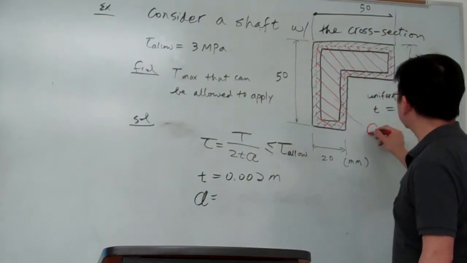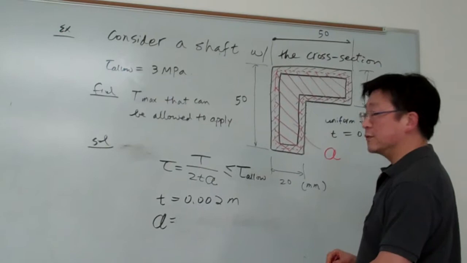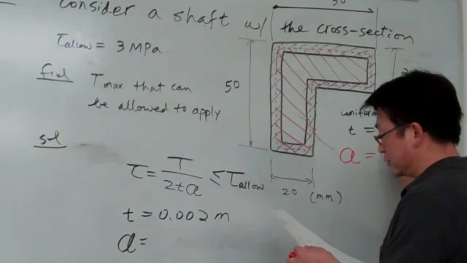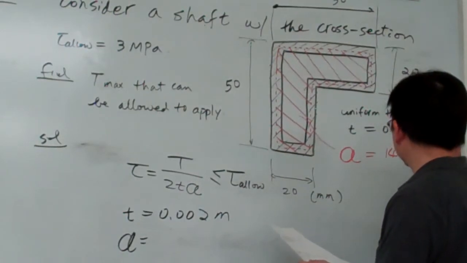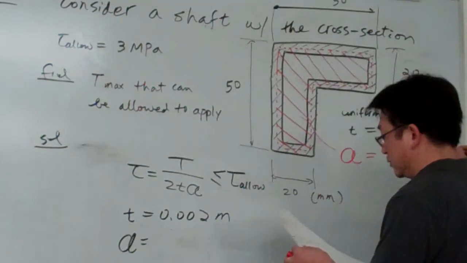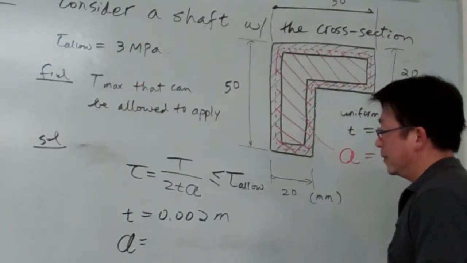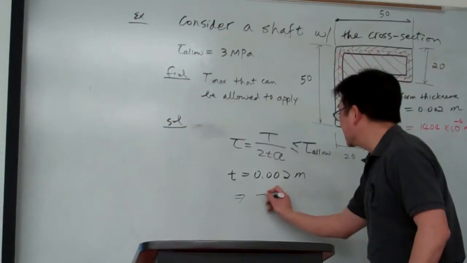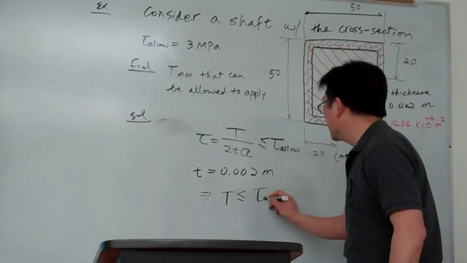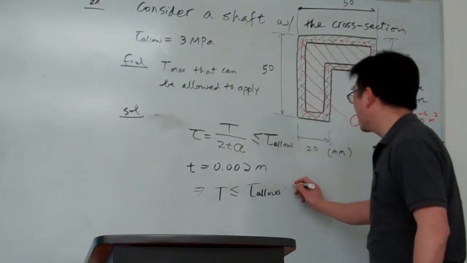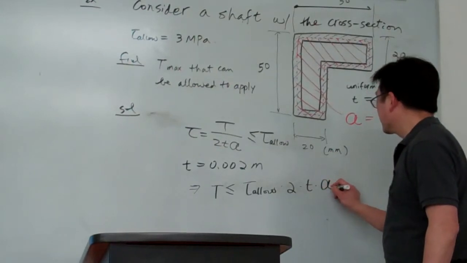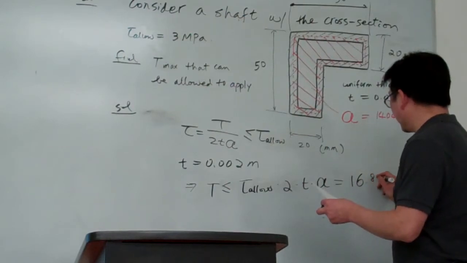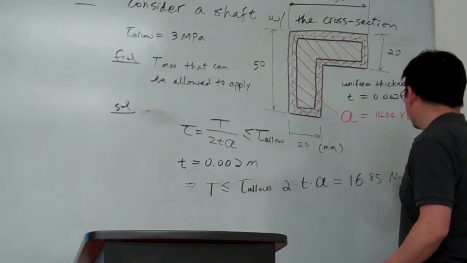So this is A. And you can plug in the information. A should be easily calculated. That one is equal to 1404 times 10 to the minus 6 meter square. So therefore we have all the things here. T must be less than or equal to the tau allowable multiplied by 2 times t times A. From this calculation, we can quickly get 16.85 Newton meter.